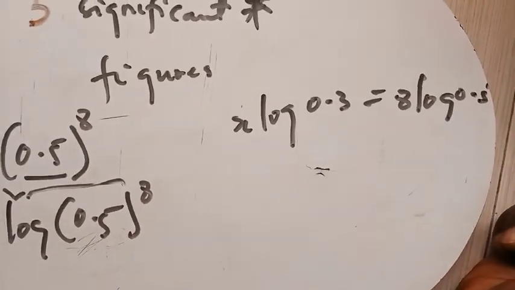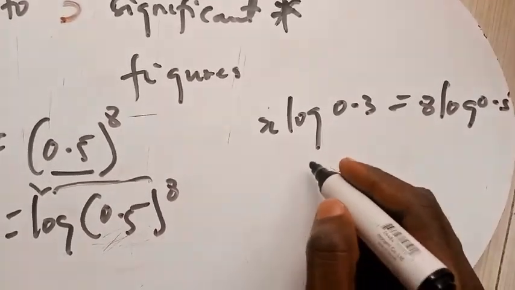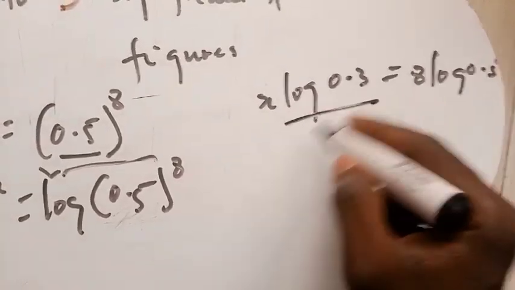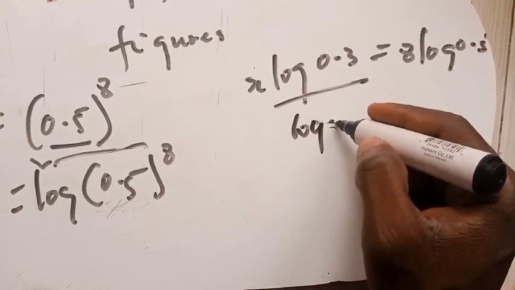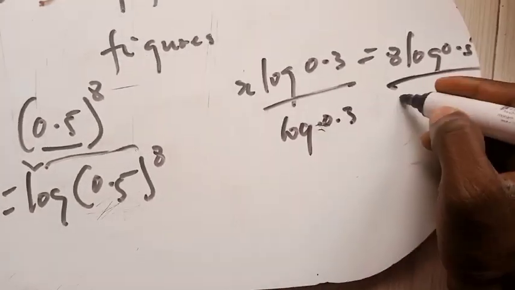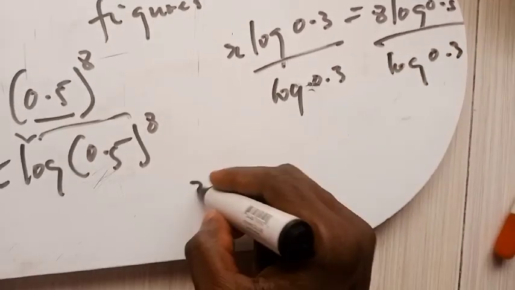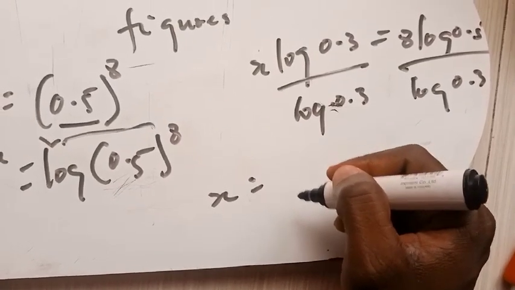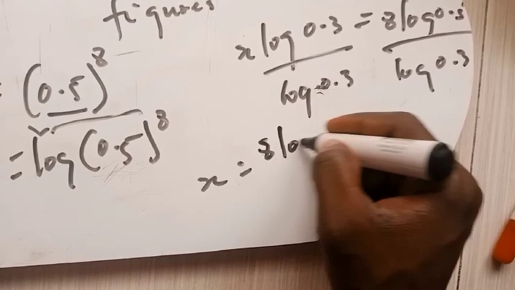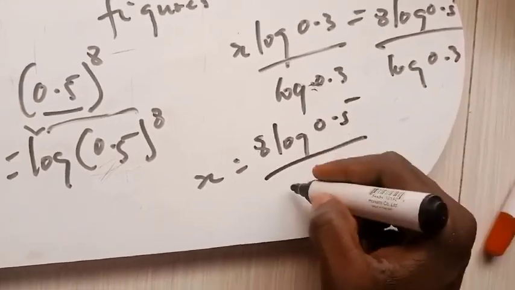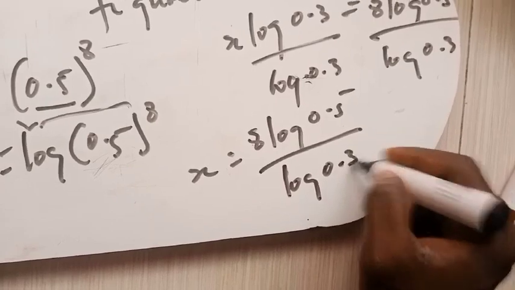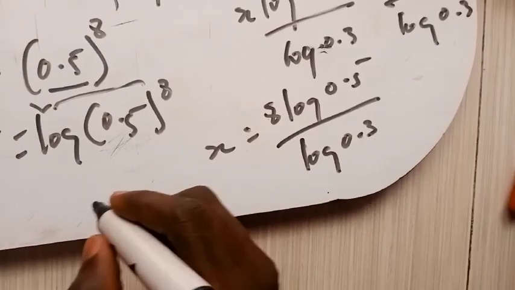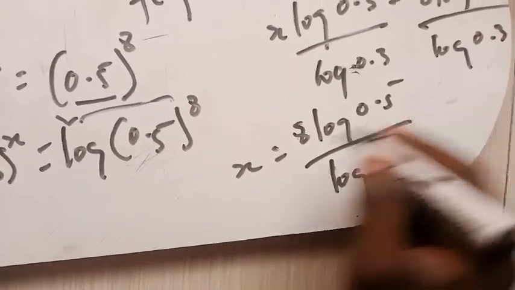Are you there? Perfect. What are we going to do? Remember, we are looking for the value of x here, so we are going to divide everywhere by log of 0.3, so that we have our x equal to... why don't you continue from this line here? So we have 8 log of 0.5 divided by log of 0.3, right? Just tell me the value of this in the comment section.